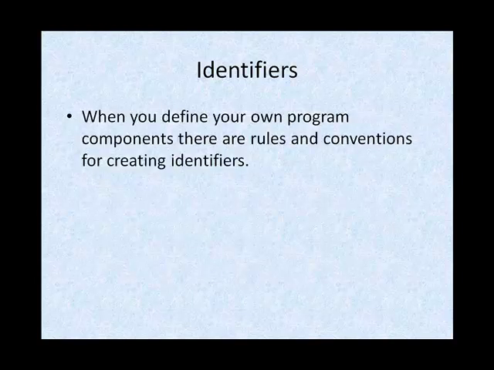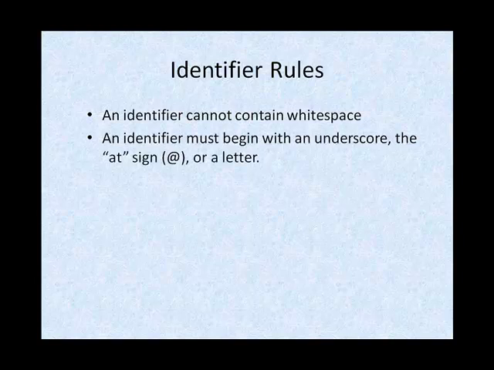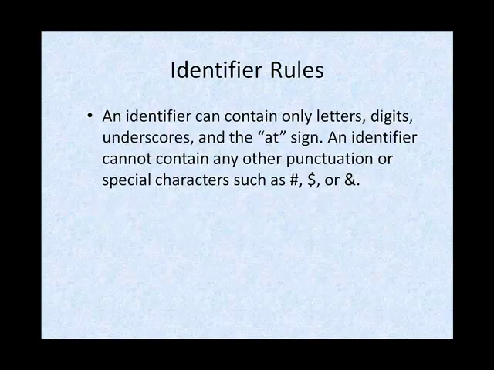However, when you define your own program components, there are different rules and conventions that C# programmers use for creating their identifiers. First of all, an identifier cannot contain any white space, no spaces between the words in an identifier. An identifier must begin with either an underscore, the @ sign, or a letter. Letters include foreign alphabet letters that are part of the Unicode set. However, for practical purposes, most identifiers will begin with a letter, and it'll be an English language letter. An identifier can contain only letters, digits, underscores, and the @ sign. An identifier can't have any other punctuation or special characters in it.